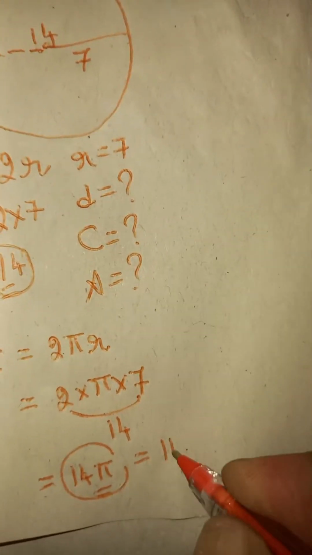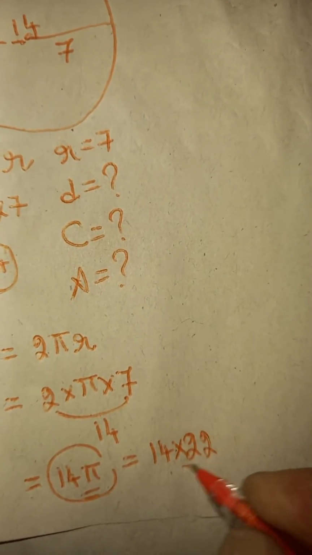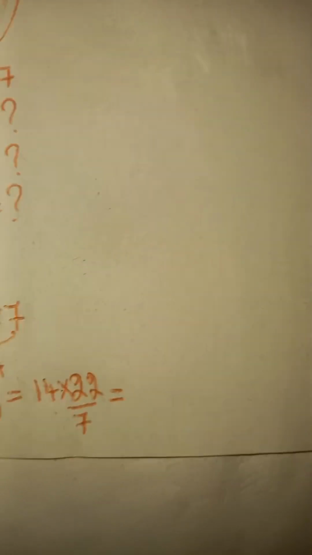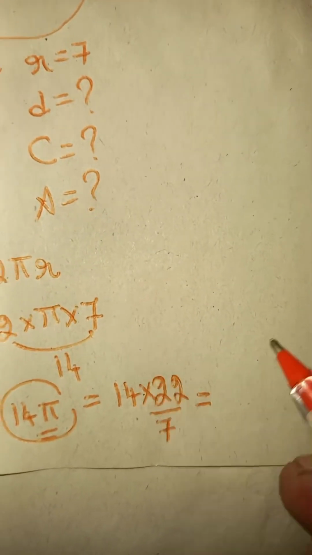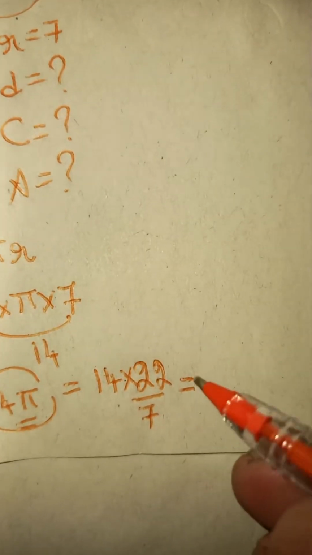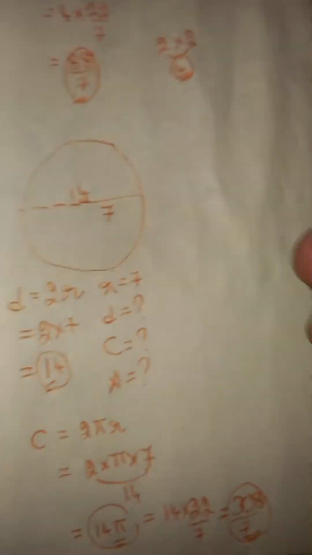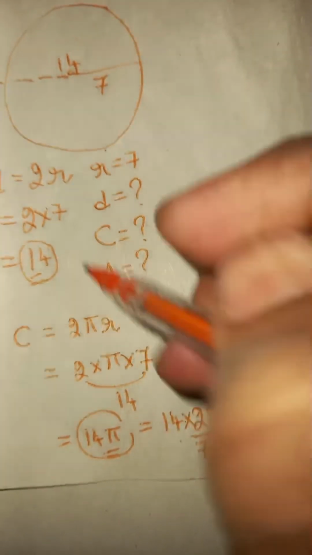You can simplify it: 14 times 22 by 7. This 14 times 22 means 220, plus this one is 88. 220 plus 88 means 308. So 308 by 7 units is the circumference.